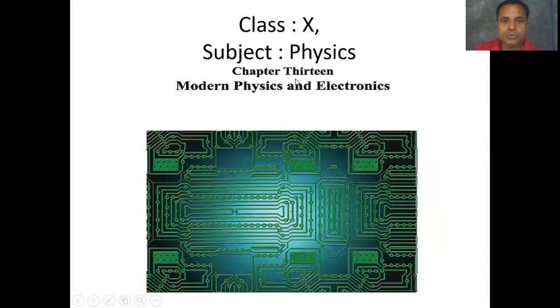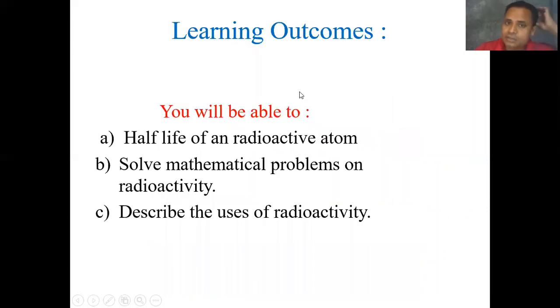Today I am going to deliver my lecture on physics of class 10, chapter 13, modern physics and electronics. Today's learning outcomes: you will be able to tell the half-life of a radioactive atom, solve mathematical problems on radioactivity, and describe the use of radioactivity.